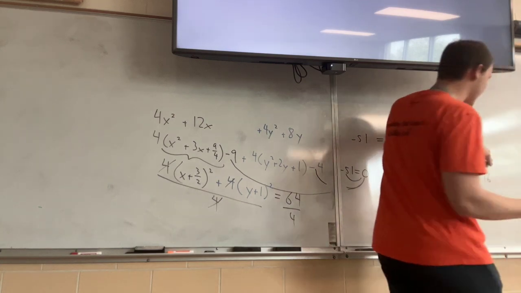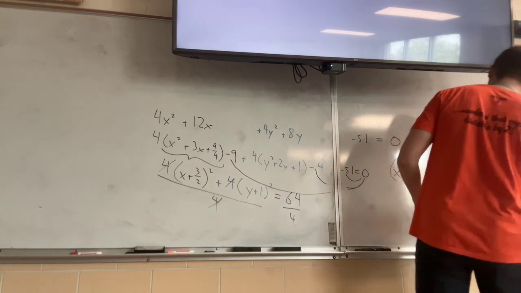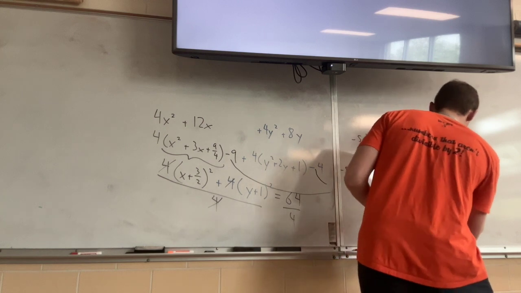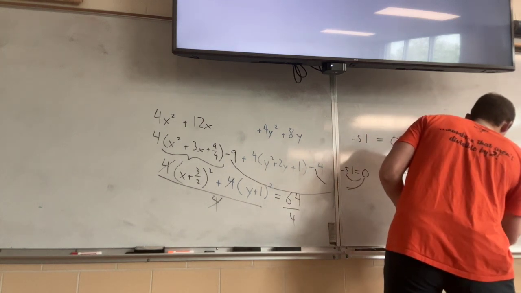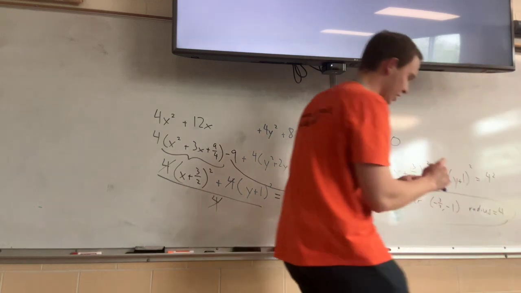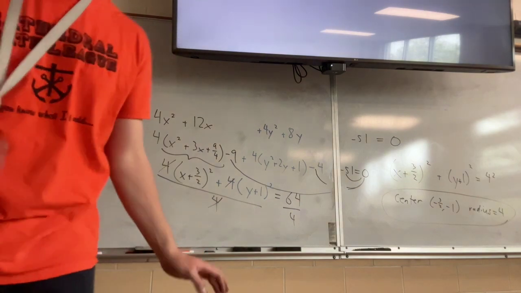Okay, how do I rewrite 16 as something squared? So my center is negative 3 halves, comma negative 1. Radius is 4. Questions, comments, concerns? That's as hard as they get. Let's do that worksheet for Monday, please.